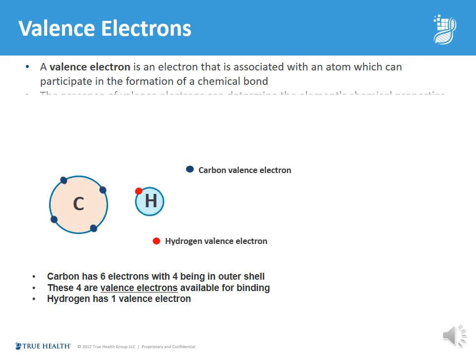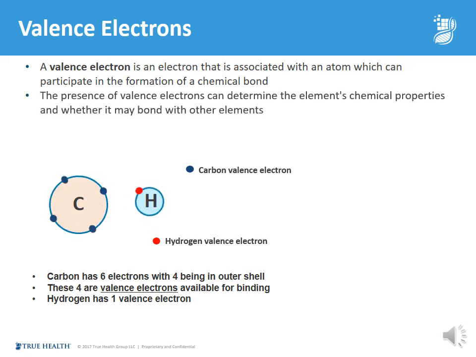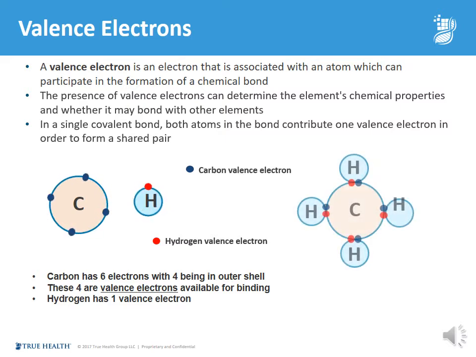Hydrogen has 1. The presence of valence electrons obviously is going to determine the element's chemical properties and how well it binds or does not bind to other elements. In a single covalent bond, 2 atoms share a valence electron in that outer orbit. They become a shared pair.